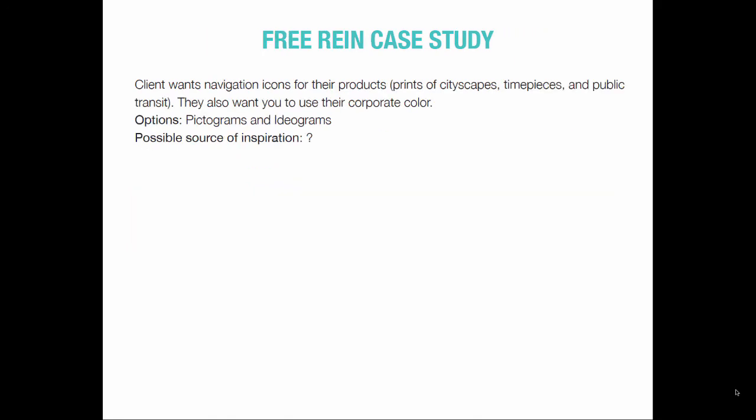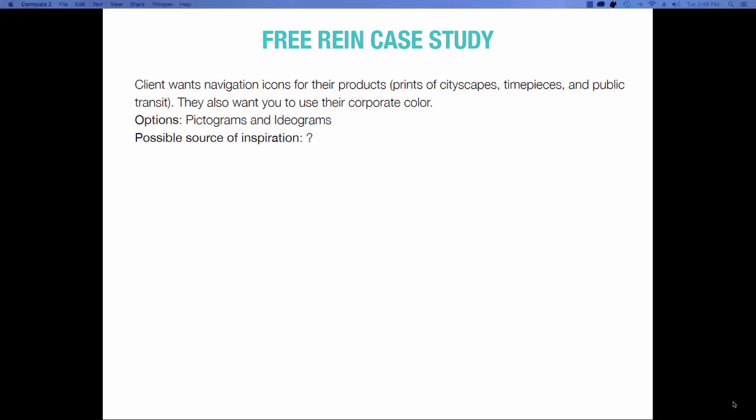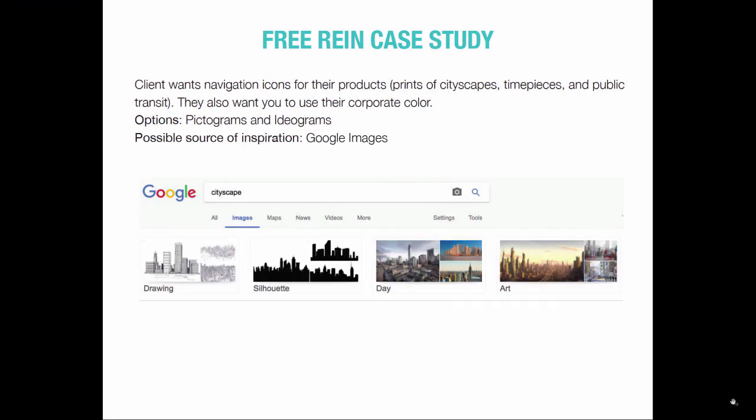What if the only thing your client gives you is a list of icons they want? They tell you you have complete freedom when it comes to design. The only parameters are that the icons will be used to navigate to the products on their website and that you use their corporate color. Where would you start? You could start by conducting a search in Google Images. This might help you narrow down an overall theme. For example, you might like the look of building silhouettes and decide to explore that option further.